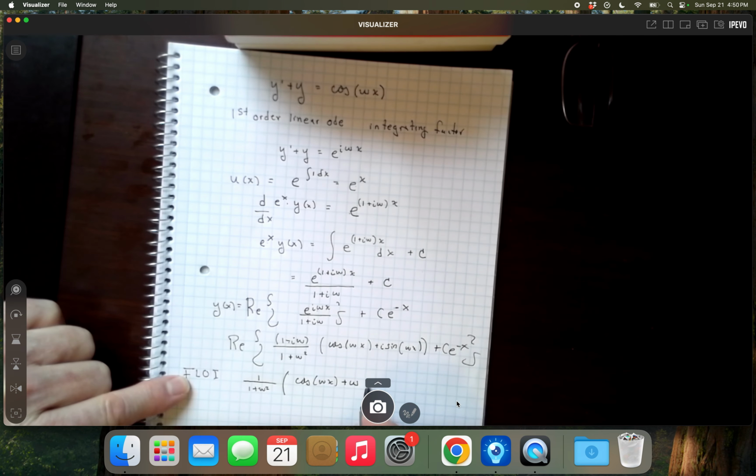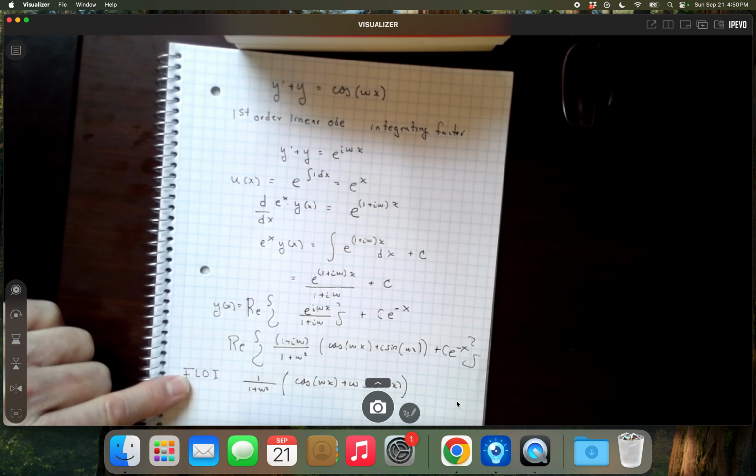omega sine omega x plus c e to the minus x. There is our general solution. This is y of x, right there.